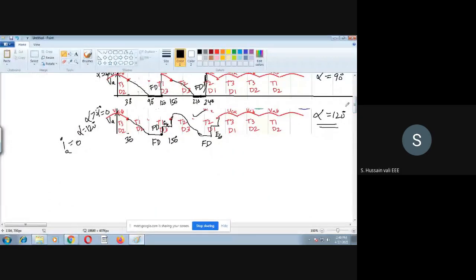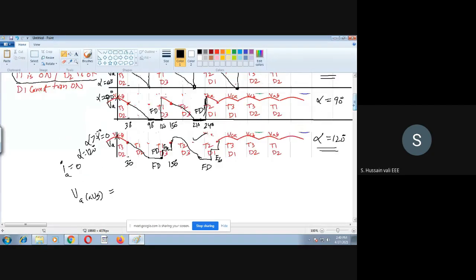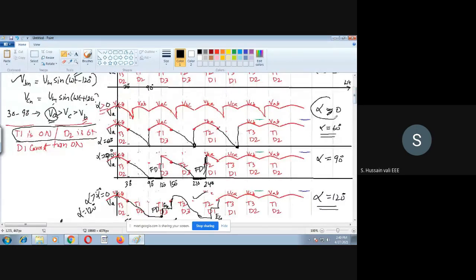Okay. So now once we understand this briefly, what we are going to do is find the average voltage, VA average. How do you find VA average? Say for example, the firing angle is alpha. If the firing angle is alpha, then that case we will take. This case we will take.